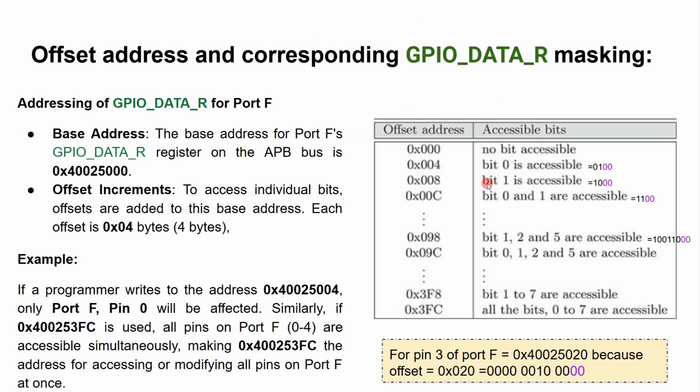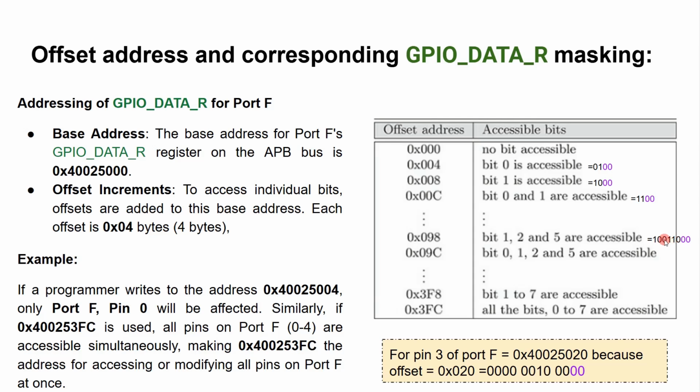So these are the offset addresses you need to use depending on which pin you want to use in port F. For example, for pin number 3 of port F, the base address is 0x40025000, and I want pin number 3, right? So pin number 3 means I need to start from my bit position 2 onwards. So this is bit 0, bit 1, bit 2 and bit 3.